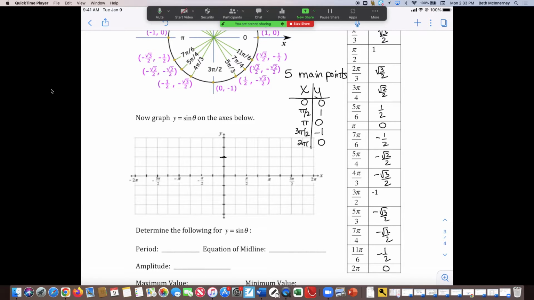All right, what I'm going to do is change my scale, and I'm going to make every 2 ticks a 1.